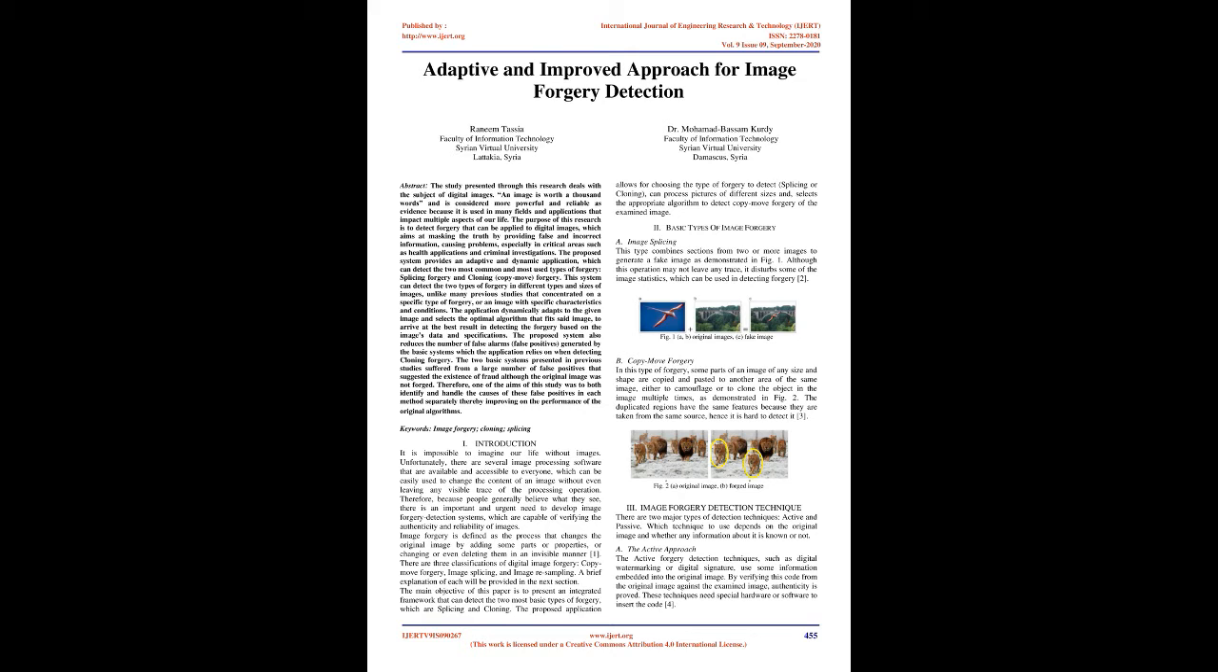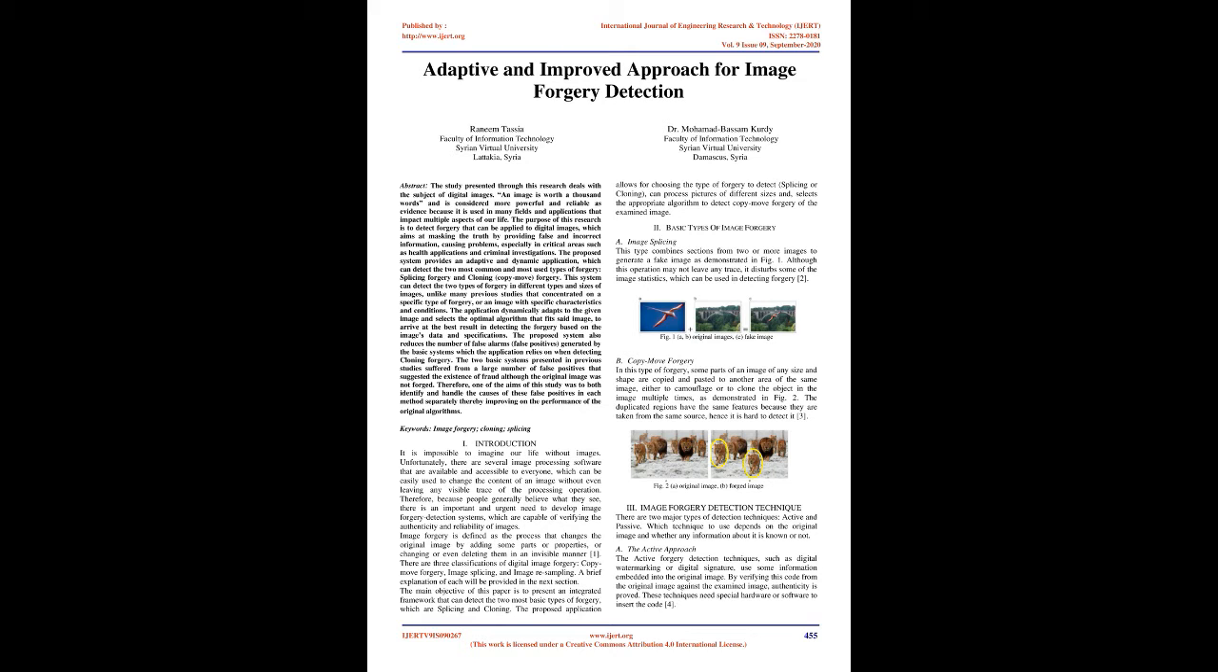Introduction. It is impossible to imagine our life without images. Unfortunately, there are several image processing software that are available and accessible to everyone, which can be easily used to change the content of an image without even leaving any visible trace of the processing operation. Therefore, because people generally believe what they see, there is an important and urgent need to develop image forgery detection systems, which are capable of verifying the authenticity and reliability of images. Image forgery is defined as the process that changes the original image by adding some parts or properties, or changing or even deleting them in an invisible manner.